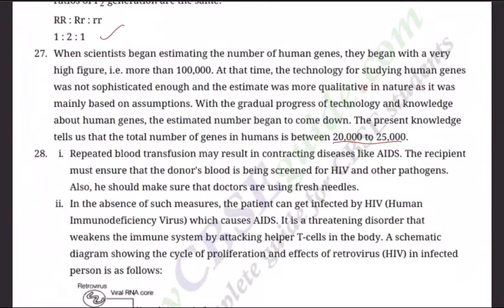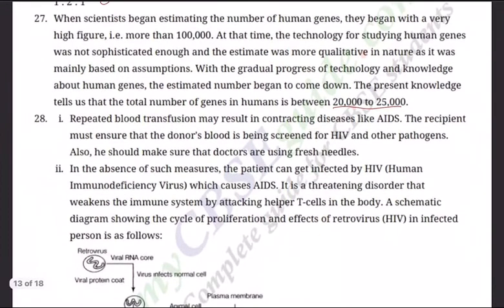Question 28: What precautions would you recommend to a patient requiring repeated blood transfusion? Answer: Repeated blood transfusion may result in contracting diseases like AIDS. The recipient must ensure that the donor's blood is screened for HIV and other pathogens. Also, he should make sure that doctors are using fresh needles.